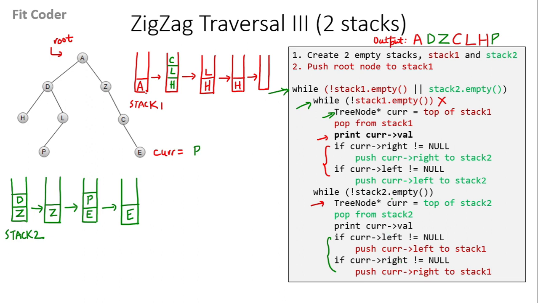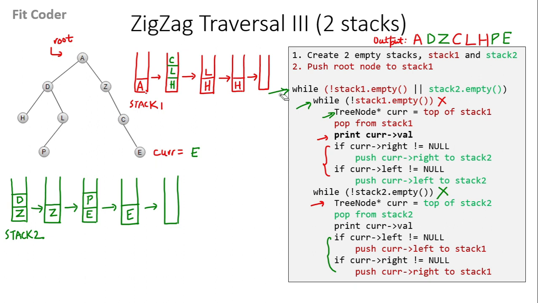Then in the next iteration, current becomes equal to top of stack 2, which is E. We pop from stack 2. So stack 2 is empty now. We print the value of current. So we print E. And then we check left and right of E. So both left and right are null. So these two if conditions are false. Then this stack 2 is also empty. So this while loop terminates.